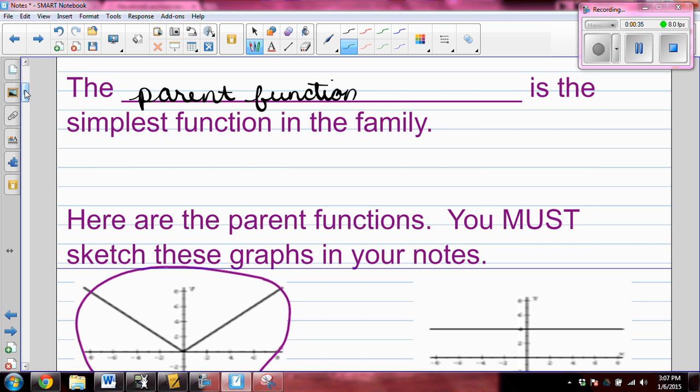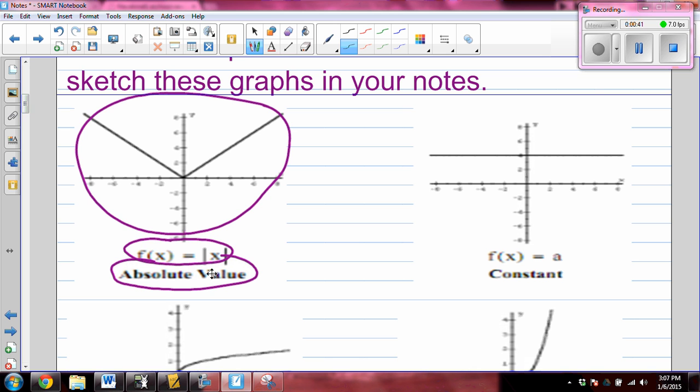Here are the parent functions. You must sketch these graphs in your notes. You must also have their general form and their name in your notes. You need to copy all of these graphs. Pause the video as necessary.